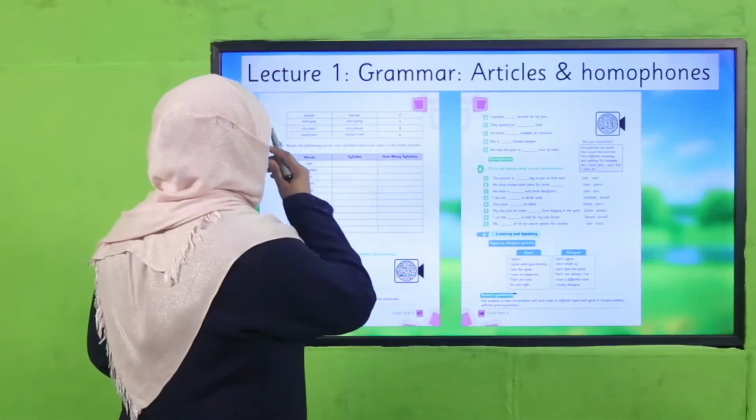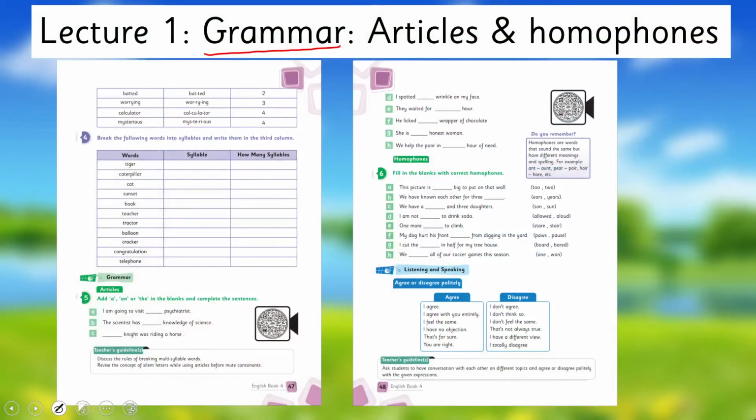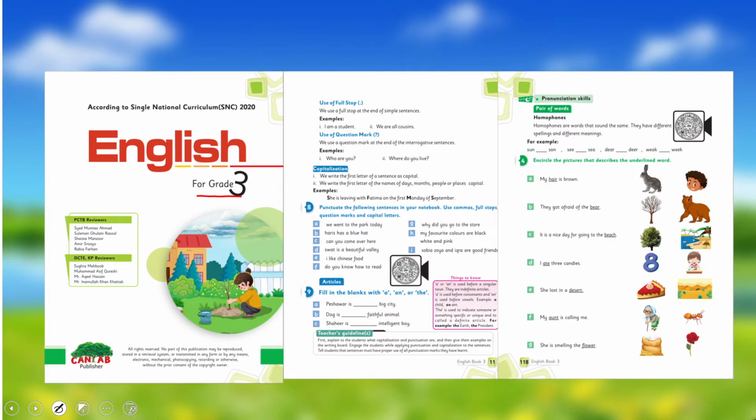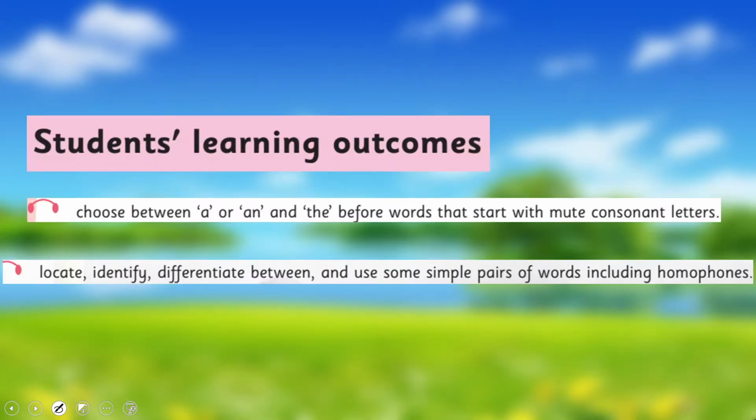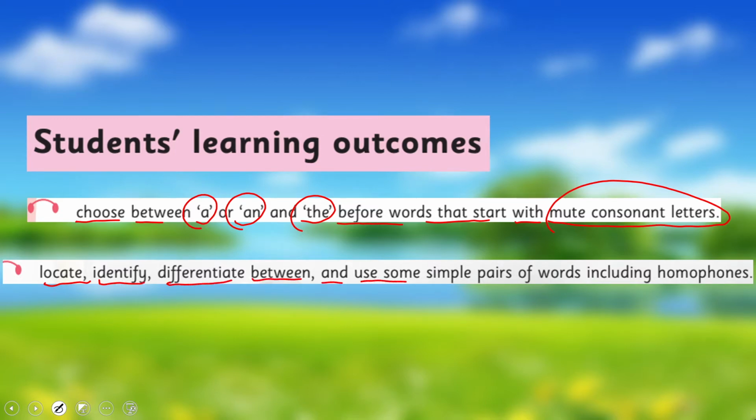Yes, my dear students, today under the title of grammar, we are going to learn about articles and homophones. Before this, in English for grade 3, we have learnt about articles and about pairs of words, homophones. I hope you remember. If not, you may watch these video lectures again. And we are going to learn further to choose between a, an, and the before words that start with mute consonant letters. Locate, identify, differentiate between, and use some simple pairs of words, including homophones. These are our today's SLOs.